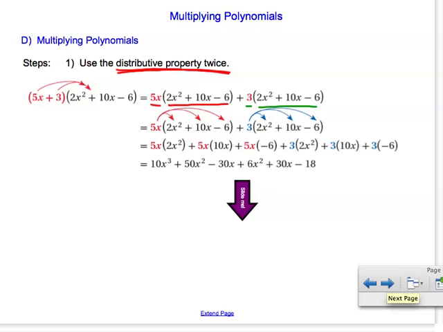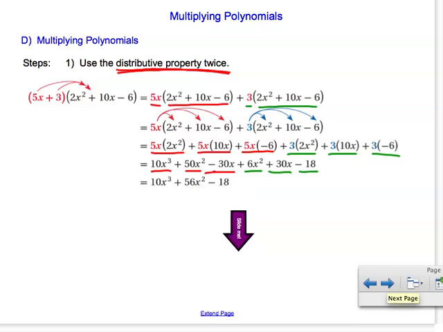Yes, it looks like a lot of stuff, but what's fun is a lot of like terms come together. So I have 5x times 2x squared. I have 5x times 10x. I have 5x times negative 6. That's the first piece. Then I have 3 times 2x squared, 3 times 10x, and 3 times minus 6. Once you have all of that multiplied, it's your job to look for like terms.